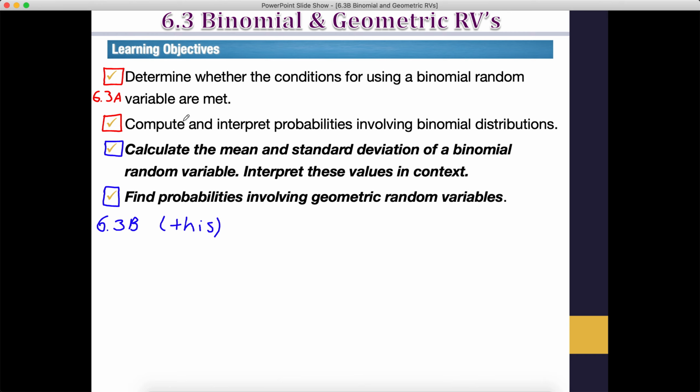6.3a dealt with the binomial distribution. It was introduced and you talked about how to find probabilities related to a binomial random variable. And this section is going to expand upon that a little bit by talking about finding the mean and the standard deviation of the binomial distribution.